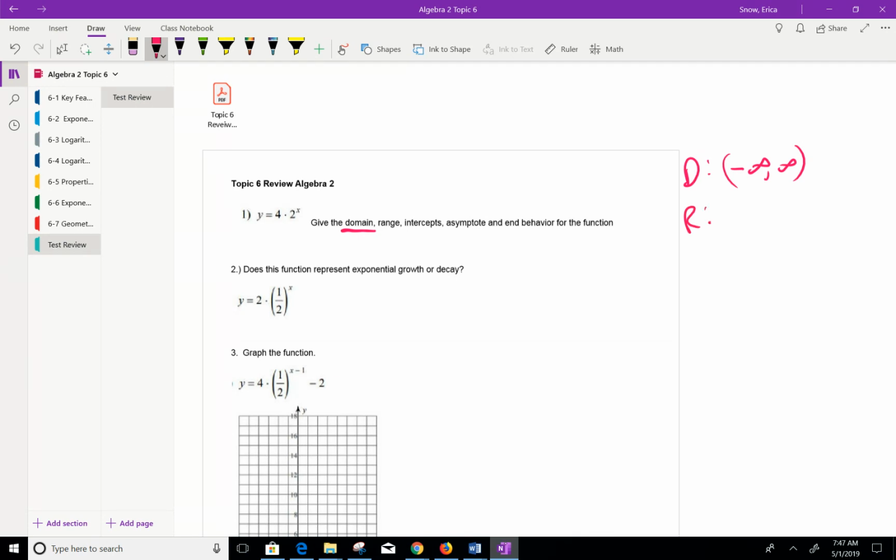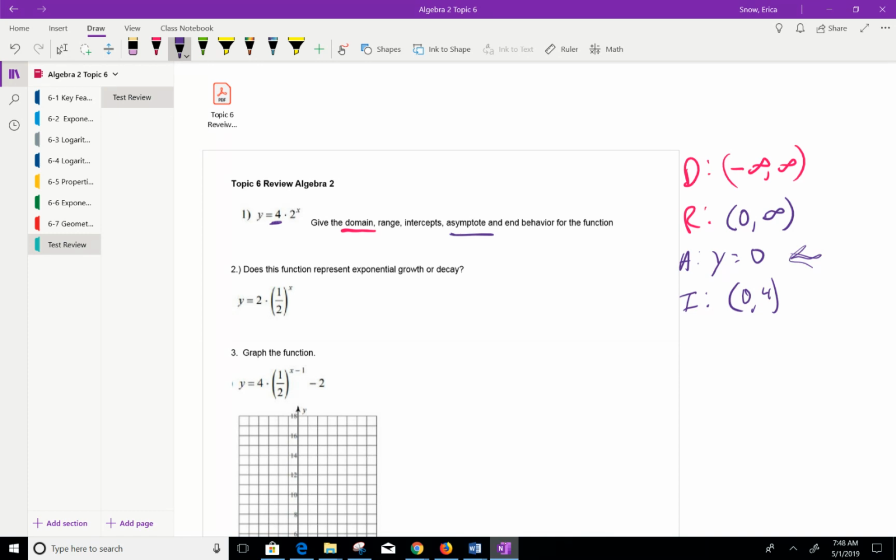Your range depends on whether there is a horizontal shift, which would be determined by adding something out to the side. If there isn't one, then your range for these is going to be 0 to infinity, which then gives our asymptote at y equals 0. Our intercepts are determined by a, so it's going to be (0, 4), and there's only a y-intercept, not an x-intercept, because the x-axis is an asymptote.